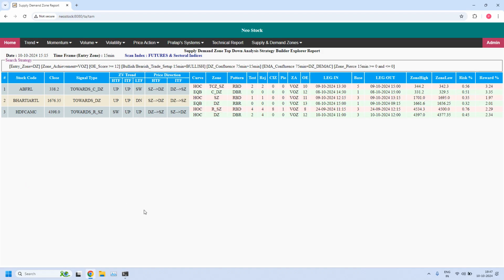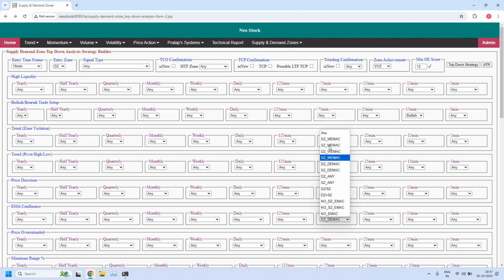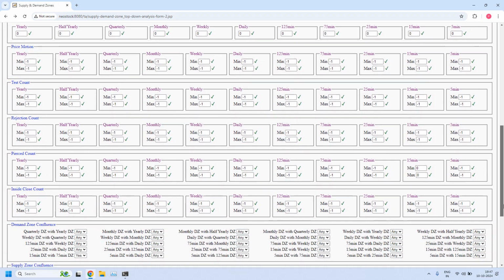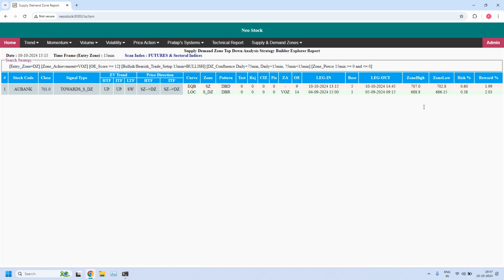Next, let us look for LTF, ITF, HTF confluence. So I have to remove this EMA filter. So I am enabling the filters, 15 minutes demand zone with daily demand zone confluence, 75 minutes demand zone with daily demand zone confluence. Let's verify. Only one stock, AU Bank, is having LTF, ITF, HTF confluence.